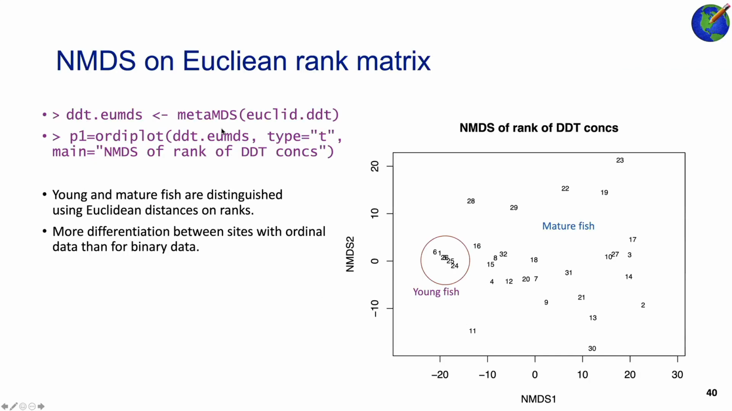And then the routine in Nota 2 called meta MDS does the non-metric multidimensional scaling for ranking procedures. And it puts the young fish again on this side and the mature fish over here.